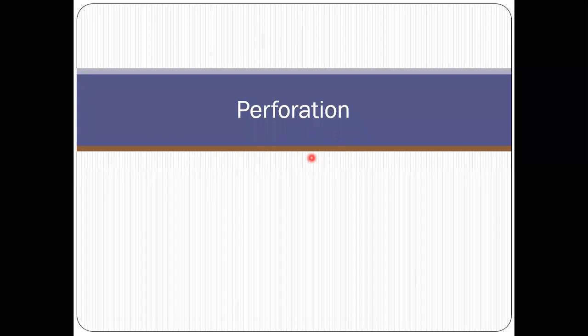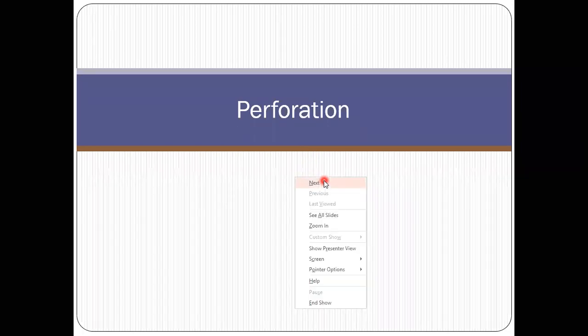So this is how we are going to conduct the lecture. So it will give you a little bit of a hint also.